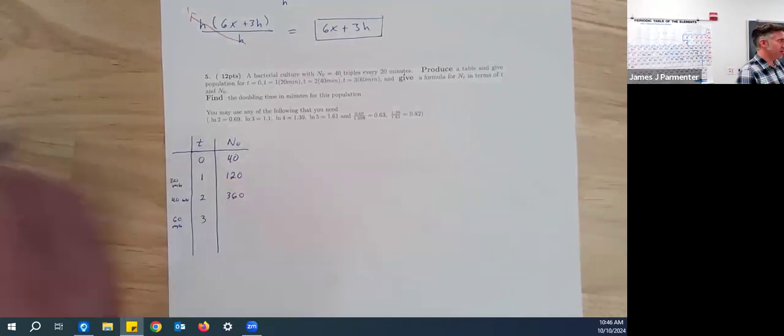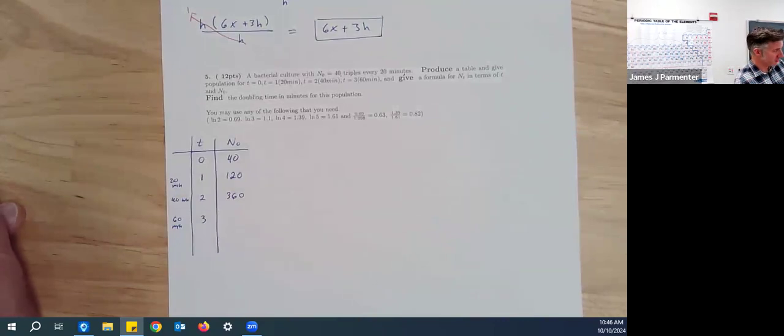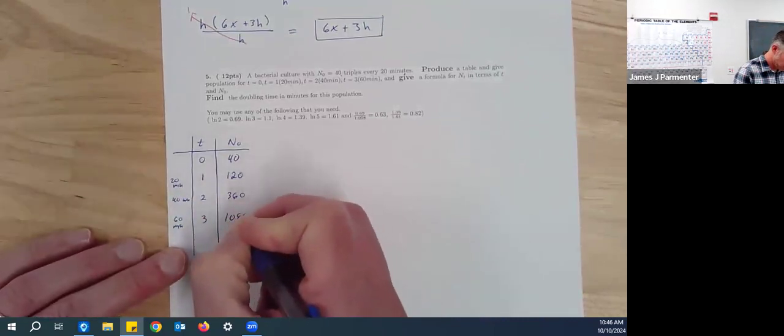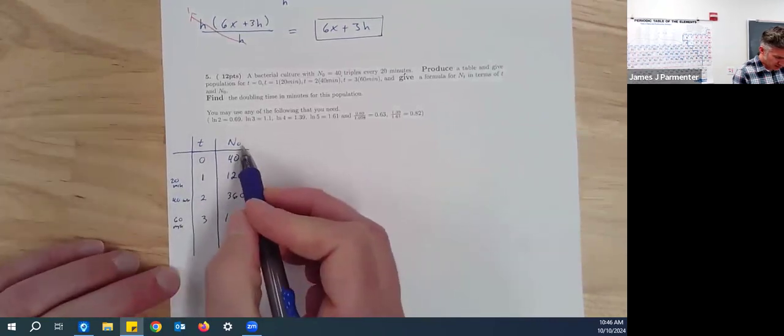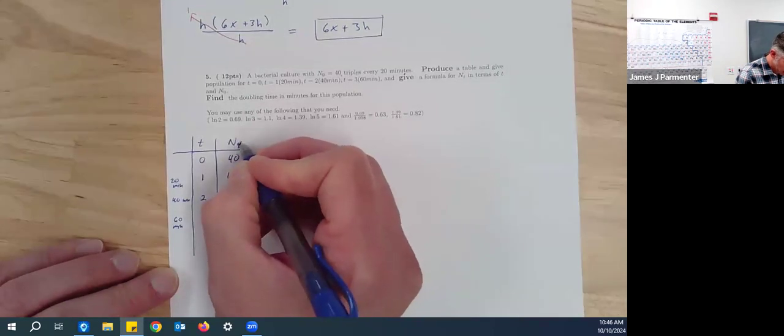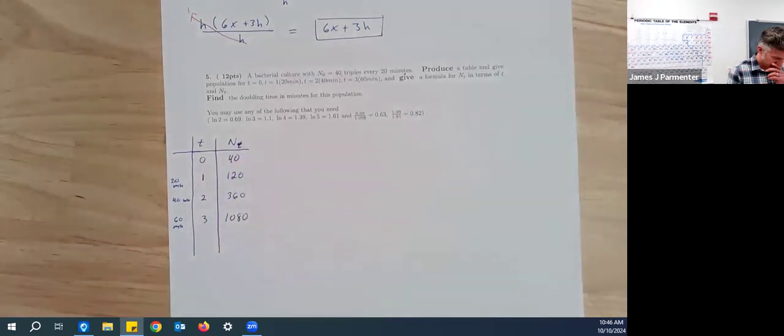And then the last one's kind of terrible, but not that terrible. It's going to triple again. I know that 3 times 300 is 900, and then 3 times 60 is 180, and 900 plus 180 is 1080. And I should have written, sorry, this is inappropriate notation up here. That should not be N naught, that should be N sub t. Apologies.